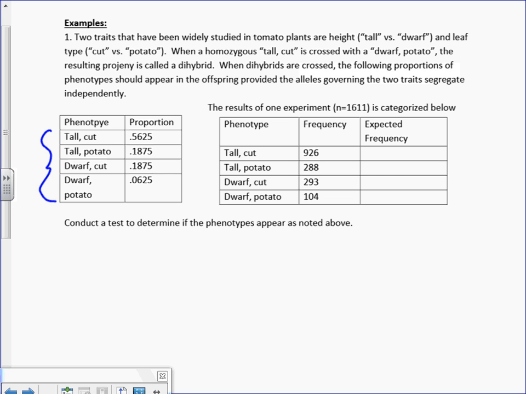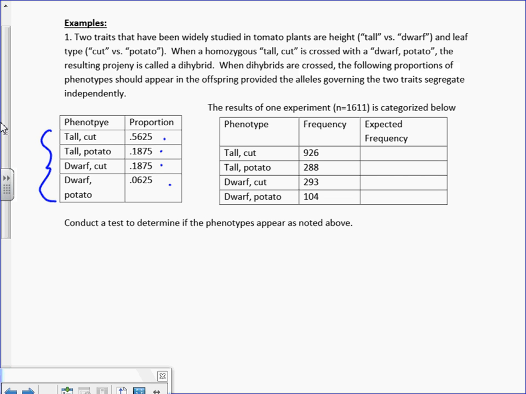So about 56% will be the tall plant with the cut leaf. About 19% will be tall, but with this potato-shaped leaf. About 19% will be shorter, the dwarf height with cut leaves. And then the least common crossbreed result would be the dwarf plant with potato-shaped leaves.